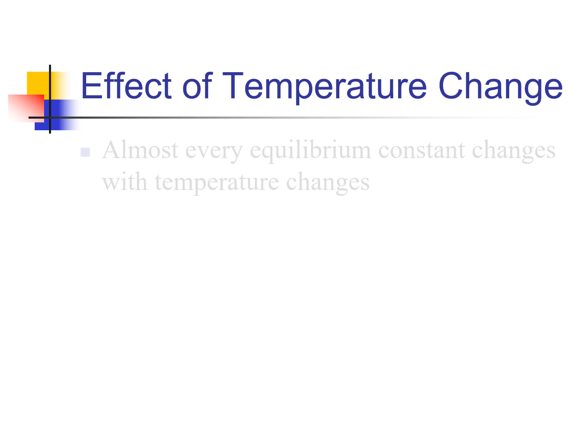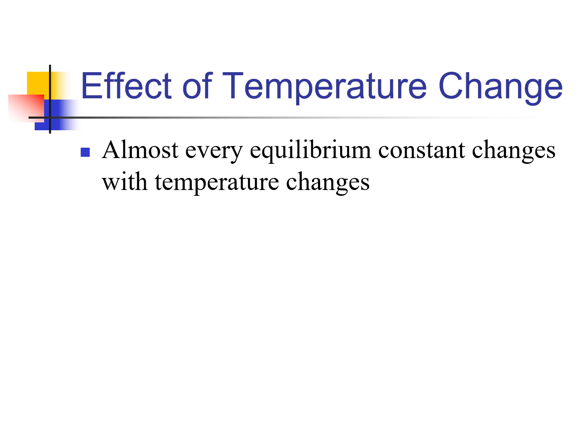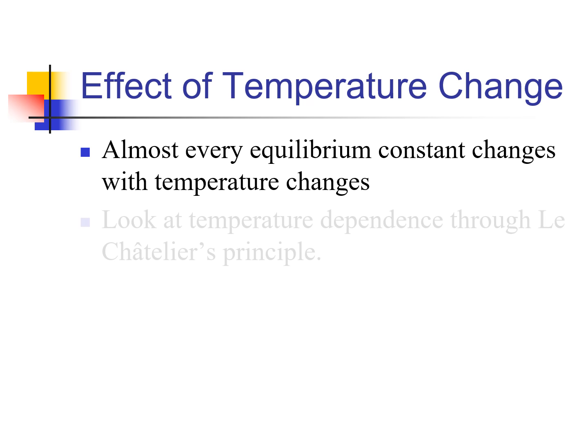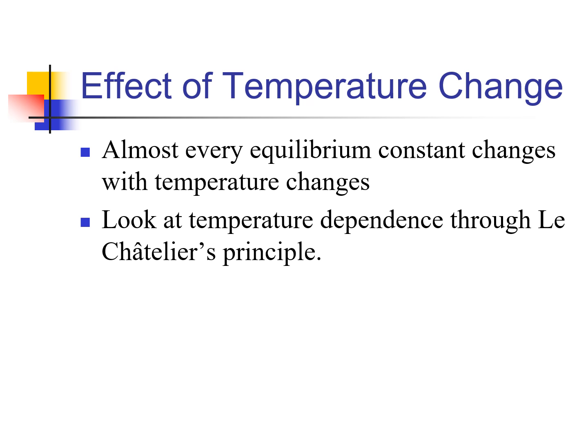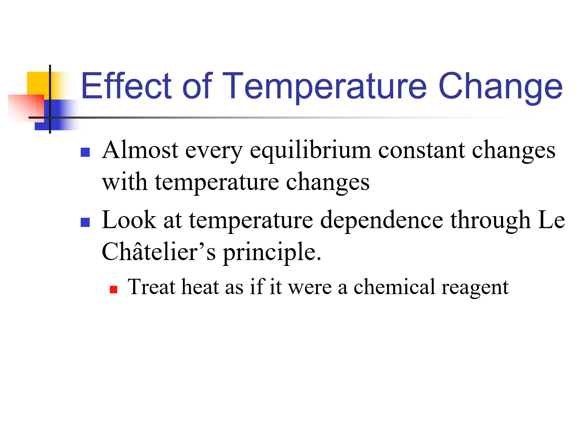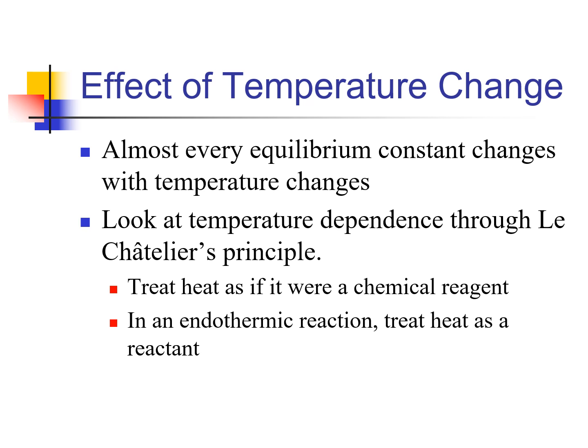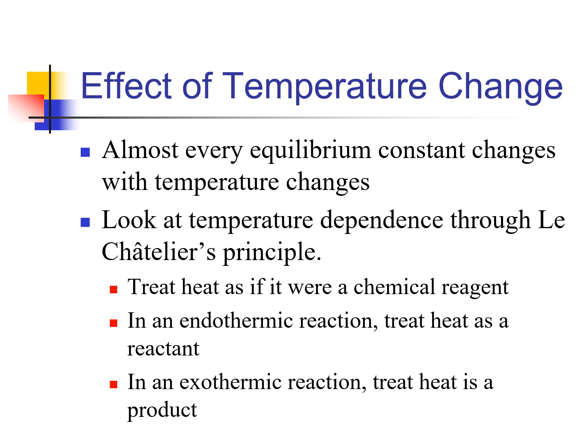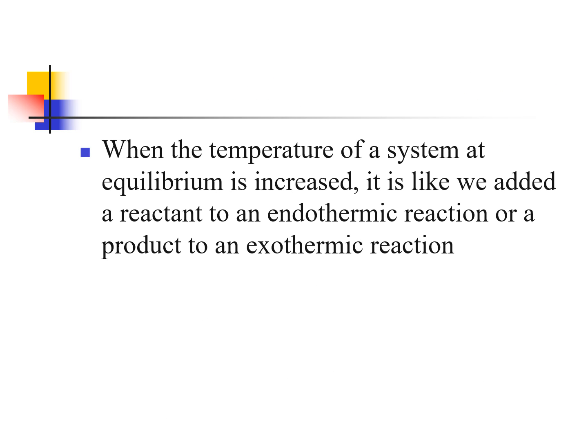Finally, we're going to look at temperature change. Basically, if temperature changes, the equilibrium constant changes. But the temperature dependence, we look at it through the lens of Le Chatelier's principle. We're going to treat heat as if it's a chemical. It's not, but we're pretending that it is. If it's endothermic, we're going to treat heat as a reactant. If it's exothermic, we're going to treat heat as a product.